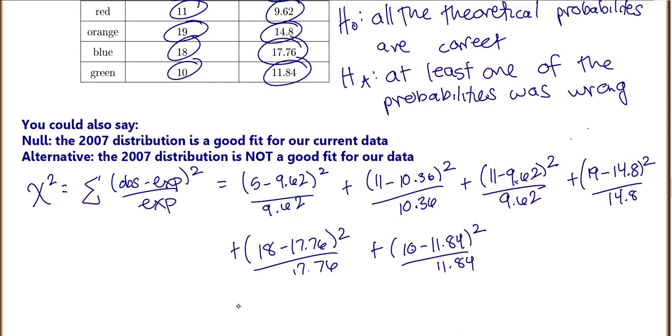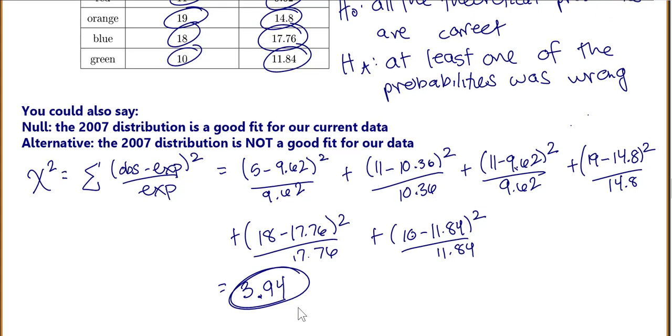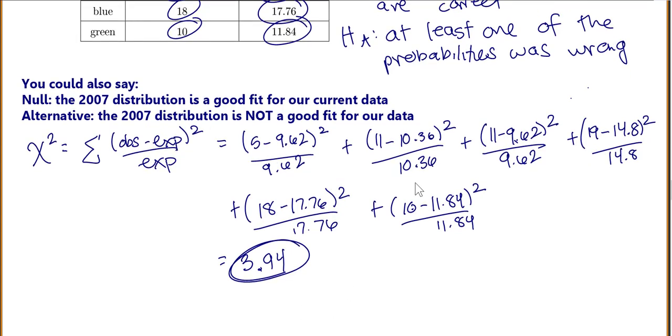The hardest part about this test is getting it all into your calculator correctly. Make sure you're using parentheses. Make sure you divide by the expected values. You should get 3.94. I often have to put this in my calculator twice or check it on the computer.